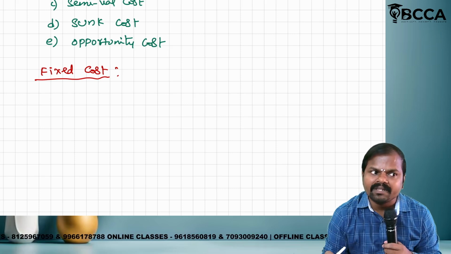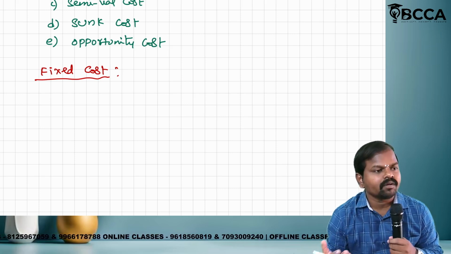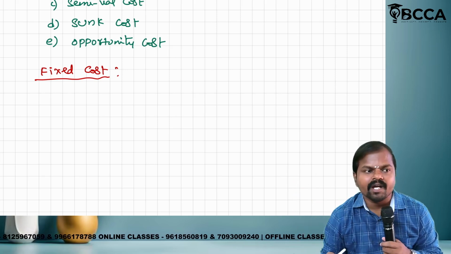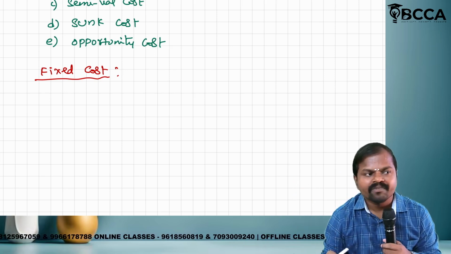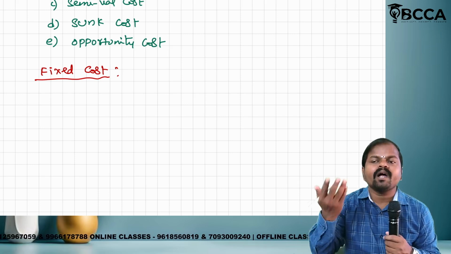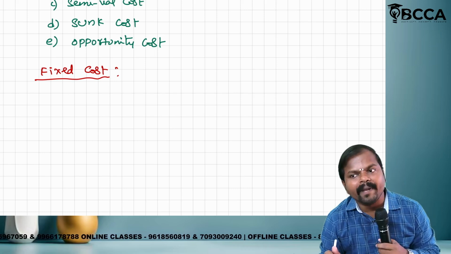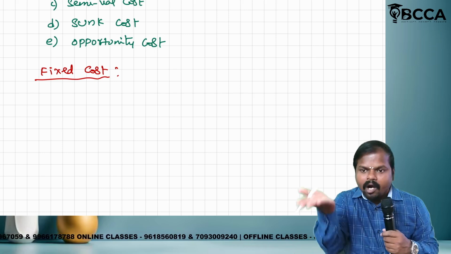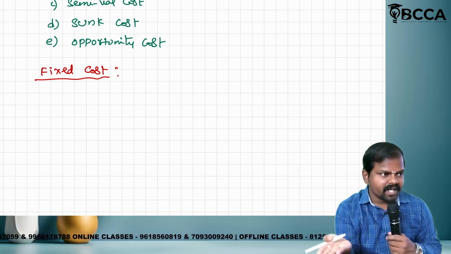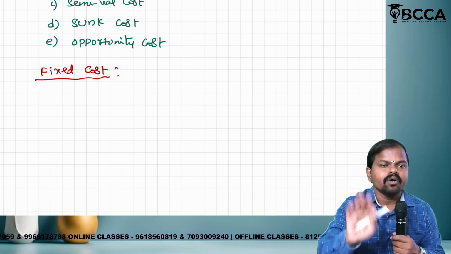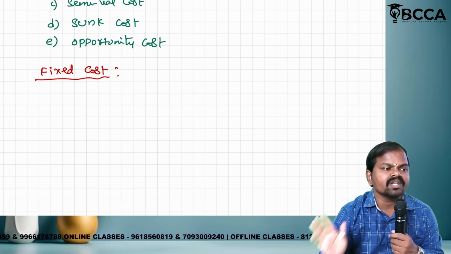How much monthly rent I have to pay? 45,000. I produce 2 crore units. How much I have to pay the landlord? 45,000. If I am not producing anything because of health reason or any other reason, how much I have to pay? 45,000. It means output is increased or decreased or equal to 0, the cost will be there.